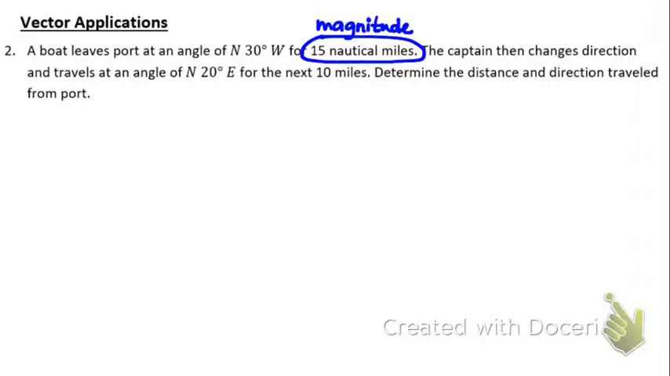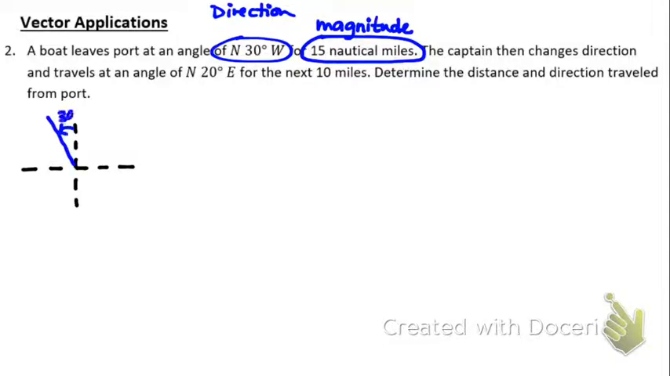And do I have a direction? What did they tell me? North 30 degrees west. But I can't use 30 degrees because they're measuring from north-south. And for my sine, cosine, and tangent, I have to have things in standard position, right? Here's north 30 degrees west. That full angle is what I need. So we're going to use 120 degrees in our component form.